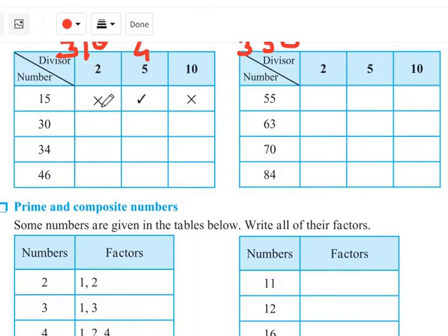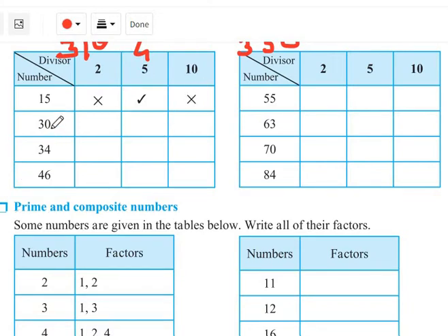Now see the divisors: 2, 5, 10. Now see here the unit place is 5. Therefore it is not divisible by 2. The unit place contains 5, therefore it is divisible by 5. The unit place contains 5, therefore it is not divisible by 10.